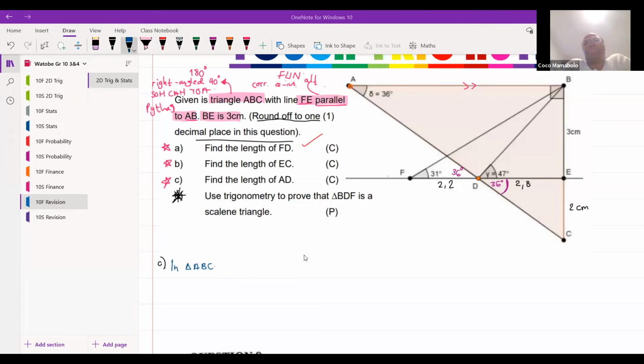What are we using? We're going to use our angle A, which is our 36 degrees, and we're going to use our 3 centimeters. Not 3, 5 centimeters, because the whole of BC is 3 plus 2, which is 5 centimeters. Good. And what do we want? In this case, we want AC, correct? We want our hypotenuse. Okay. Carry on. All right. We're looking for a hypotenuse.